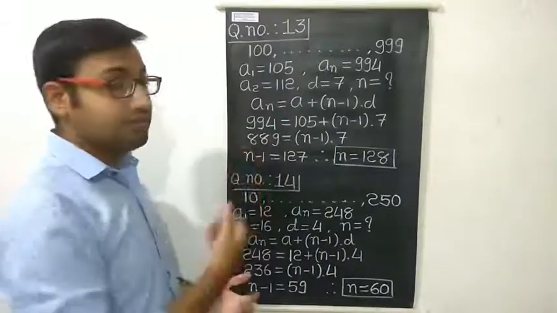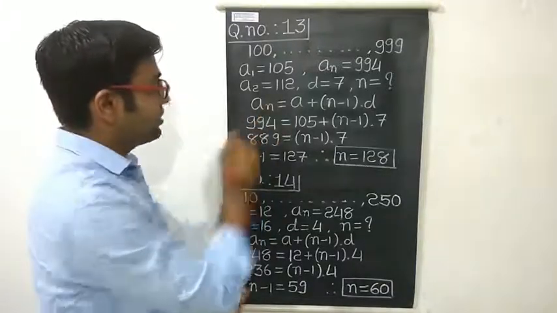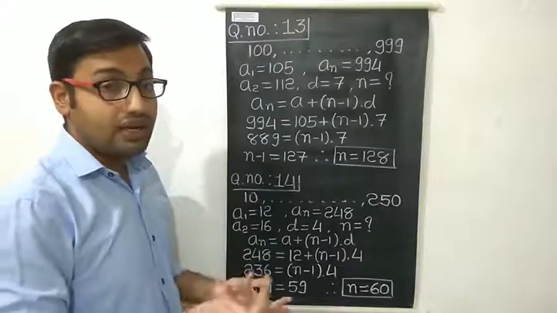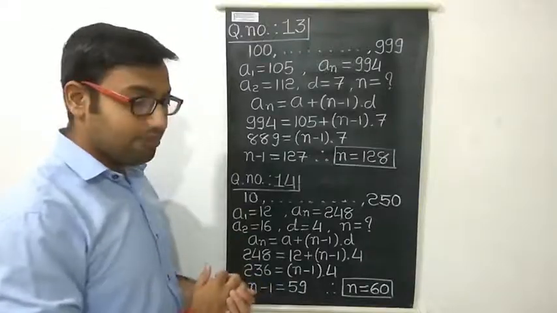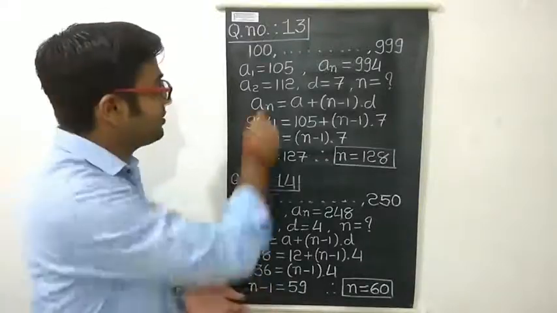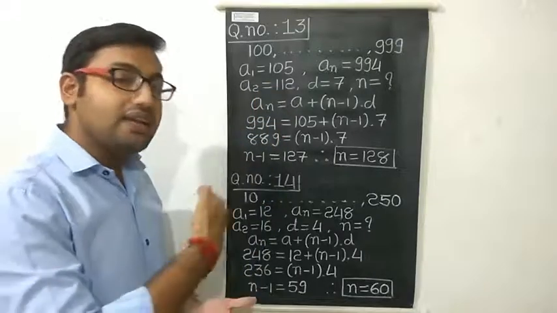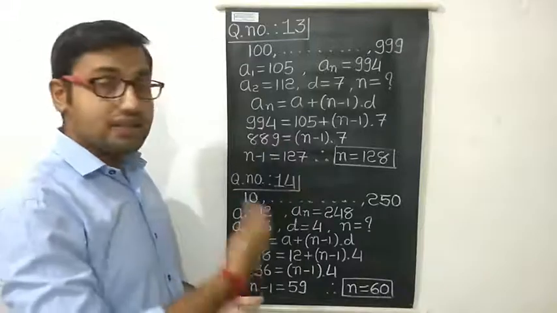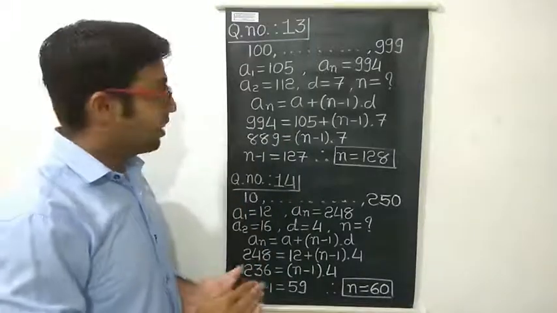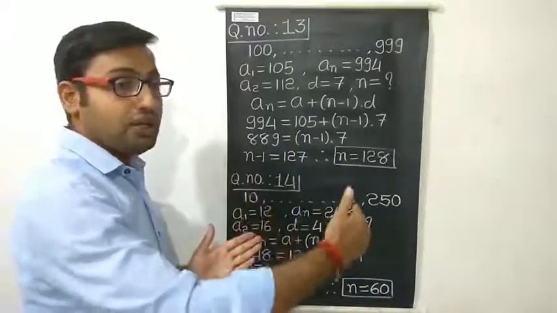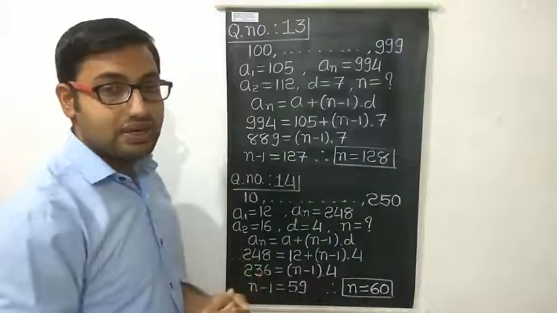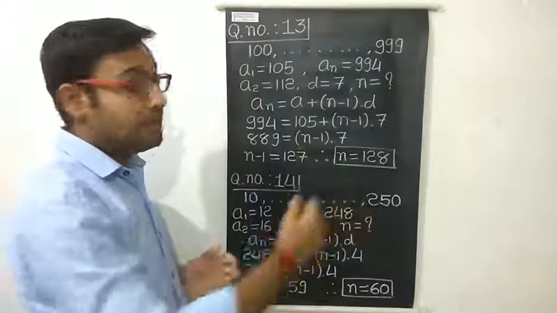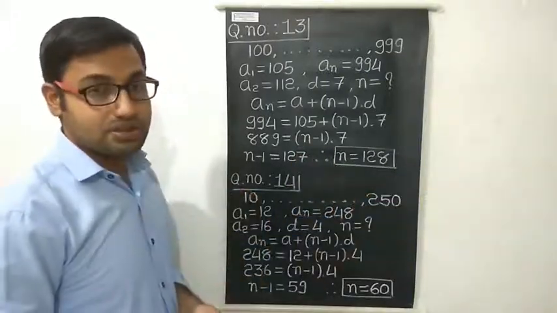Now the next term we get, A2, is equal to 112, which is divisible by 7. How can we get it? We know the number which is divisible by 7 is 105, so by adding 7 we get the second number. In this way, by adding 7 we will get the third number. We can also find the numbers divisible by 7 in this way, by adding 7 to the previous term, but it will be a lengthy process.